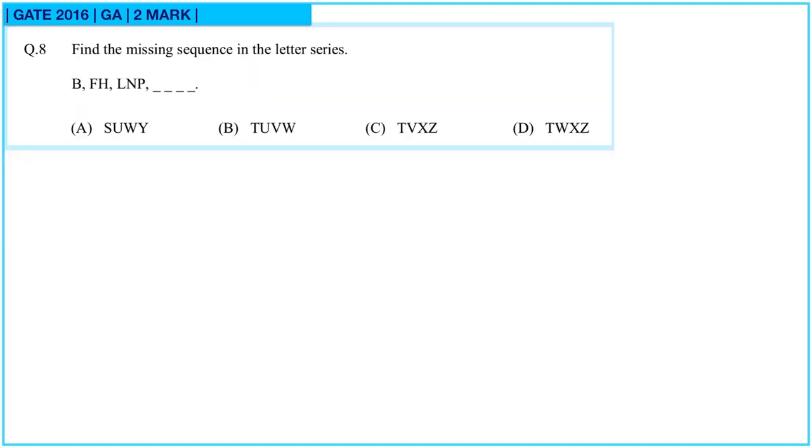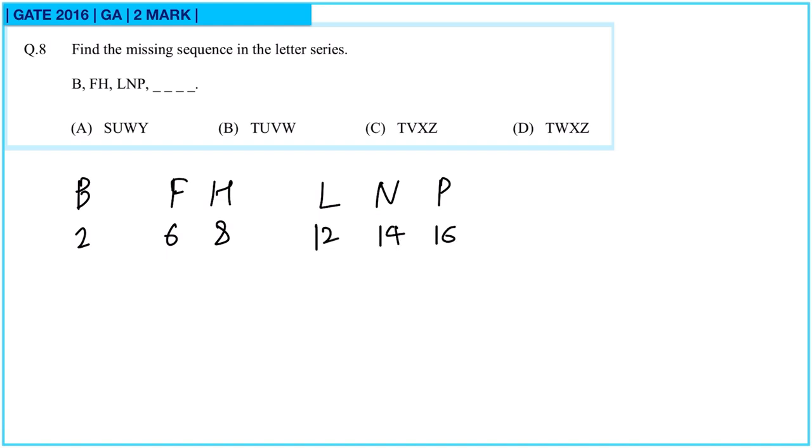Next, find the missing sequence in the letter series. B, then F, H, L, and P. So B is the second letter, F is the sixth letter, H is the eighth letter, then 12, 14 and 16. So here the pattern is plus 4 and then plus 2. So here it is also plus 4, then plus 2, plus 2.